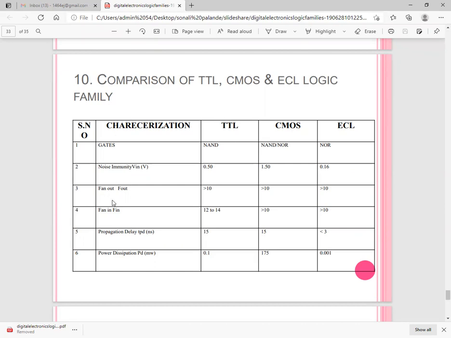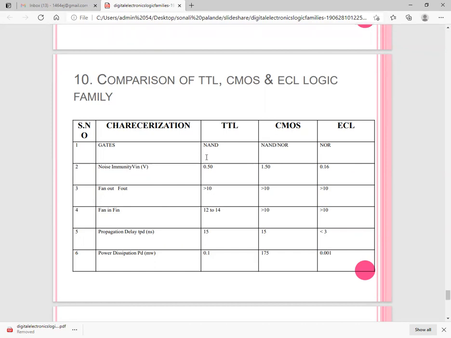The third characterization is fan out, that is F out. TTL is greater than 10, CMOS is greater than 10 and ECL is also greater than 10. The next one is the fan in, that is FE. TTL has 12 to 14, CMOS has greater than 10 and ECL also has greater than 10.